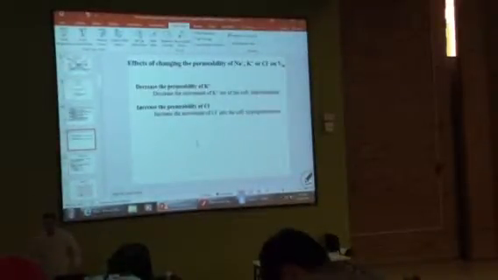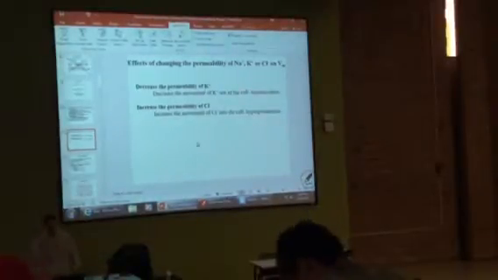Okay, so let's move to permeability now. Let's move to the top of page 145, or 146, whatever page it is. We can change the movement by also changing the permeability, not just the concentration.